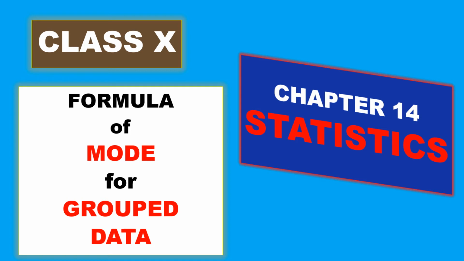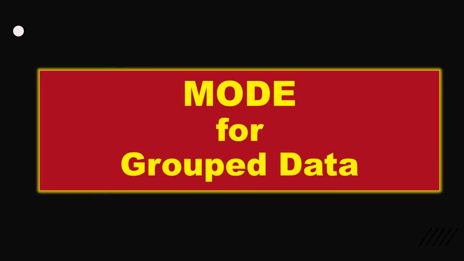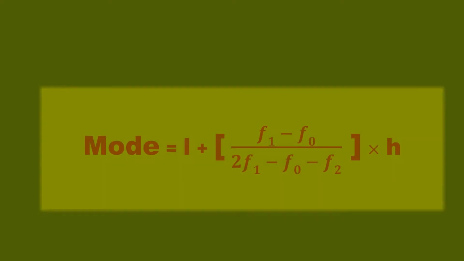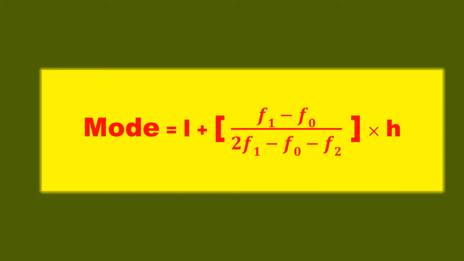So let us start with the formula. Mode for grouped data. Here is the formula. Mode equals L plus (F1 minus F0) by (2F1 minus F0 minus F2) into H. I am reading again. Observe carefully: L plus (F1 minus F0) by (2F1 minus F0 minus F2) into H.